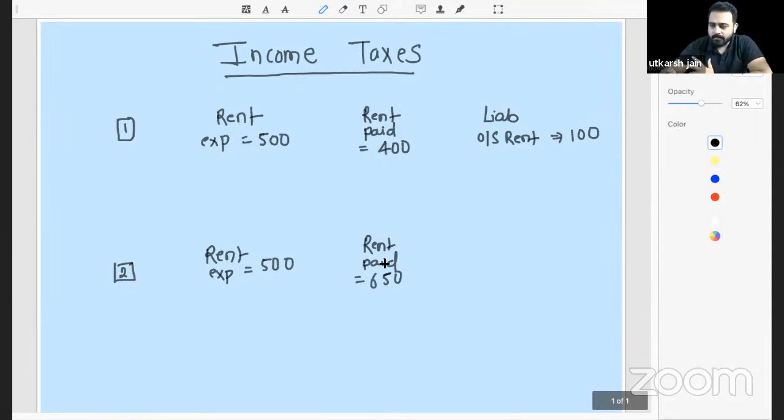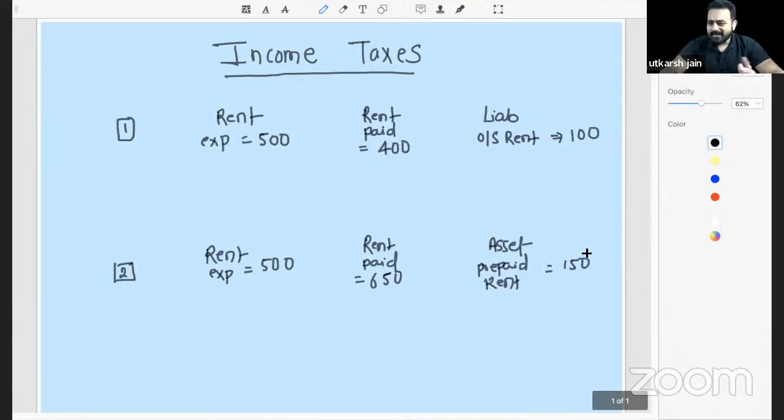Is that going to be an asset? Is that going to be a liability? What do you think about that difference of 150? What happens to it? So here you would say, you know what, we've paid more. We've paid a larger amount than what we were supposed to pay. So the difference, I'm going to treat as an asset, and we're going to call it prepaid rent, rent paid in advance, and then we're going to create an asset worth 150.